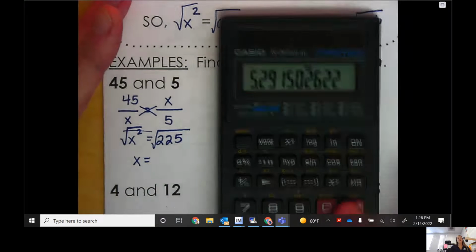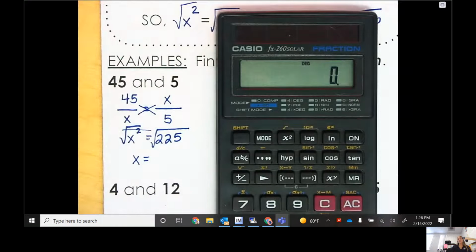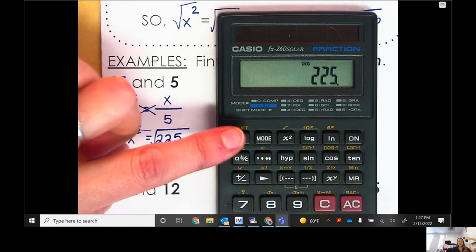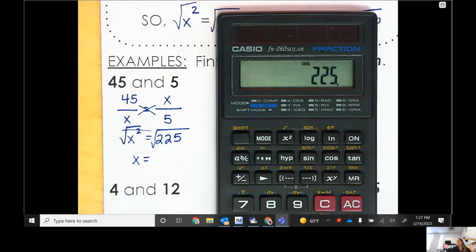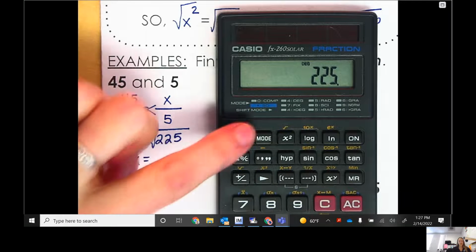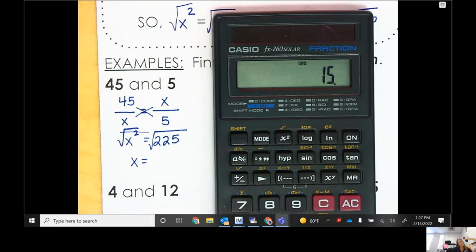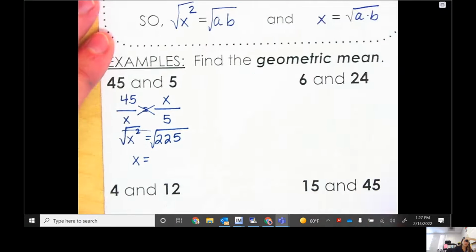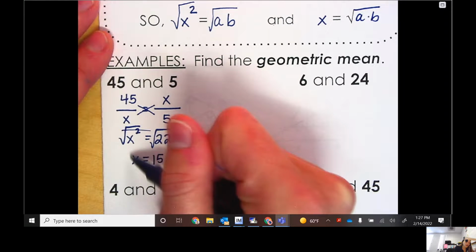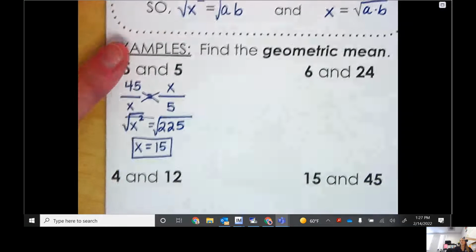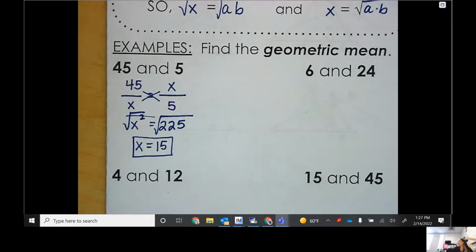I'm going to ask that you use the calculators because when it comes to a test, you can't use your phone, right? And so I want you to get into the habit of using the calculator now. So when test time comes, you feel good about it. So you put in the number 225, and then you push shift, and then the X squared. If you want to get to anything in yellow, just for future reference, you have to push the shift button first. Okay, so you push shift, X squared, your answer is 15. So that means 15 is the geometric mean of 45 and 5. That's it. Easy peasy, right?